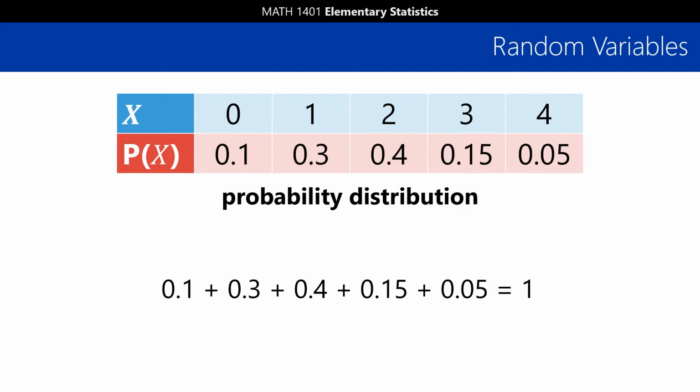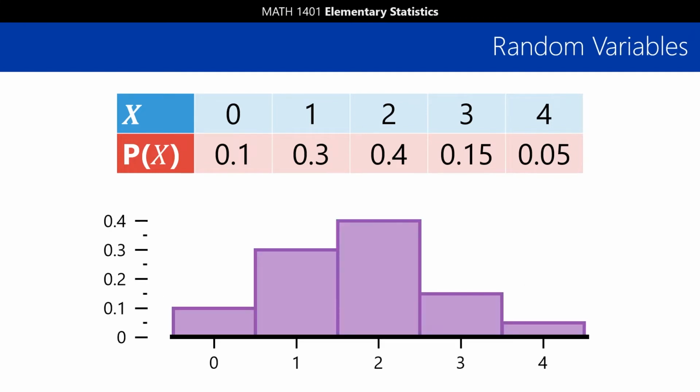And by the way, that means that if you don't know one of the probabilities, you could still figure it out on your own by subtracting to make everything add up to 1. We can also represent the probability distribution as a histogram to visualize how common certain values are.